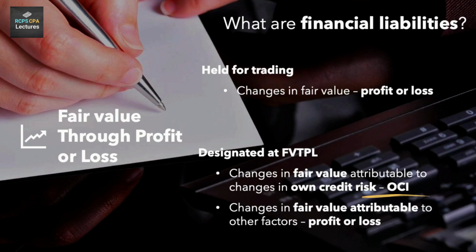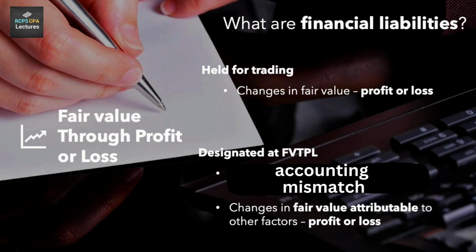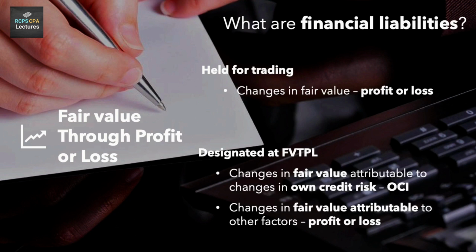The exception to this is that if recognition of these changes in fair value in OCI would create or enlarge an accounting mismatch in profit or loss, then the entire changes in fair value will be recognized in profit or loss instead. It is important to note, however, that once recognized in other comprehensive income, gains or losses attributable to changes in the entity's own credit risk cannot subsequently be reclassified to profit or loss, even upon the derecognition of the financial liability.